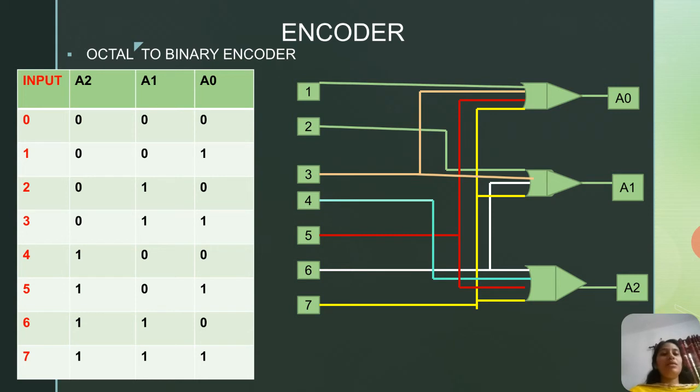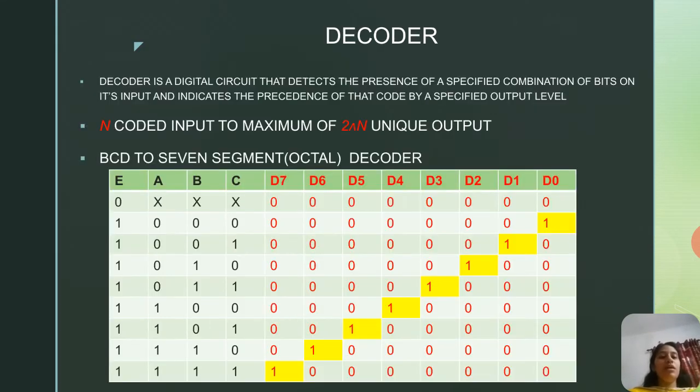Then we can check the decoder. The decoder is simply the negation of the encoder.